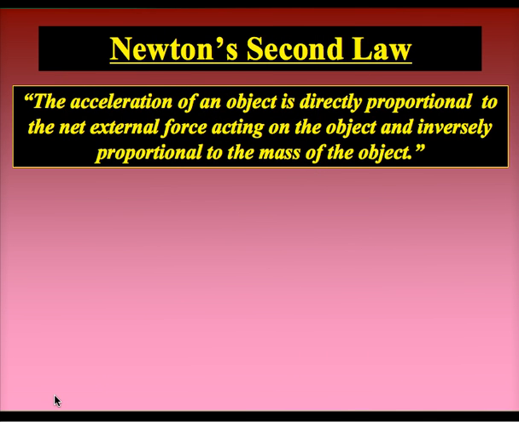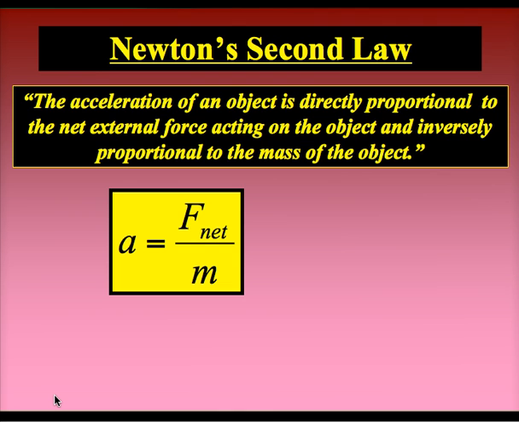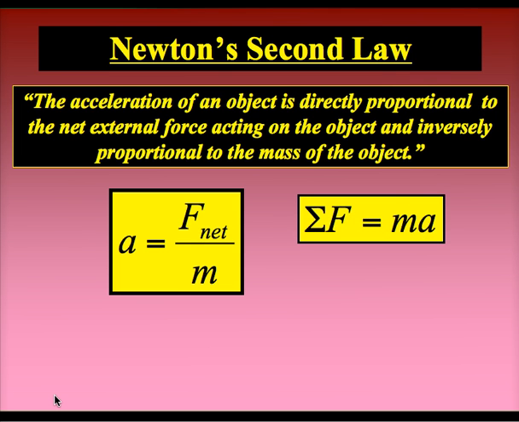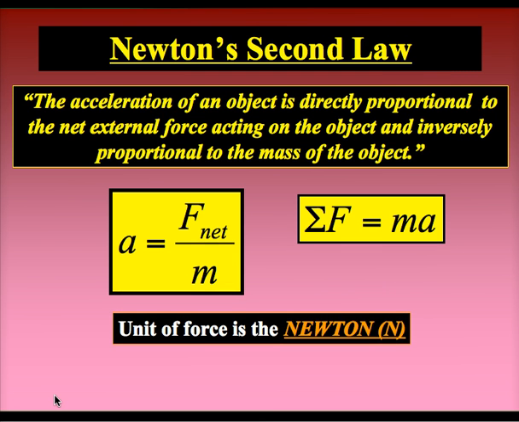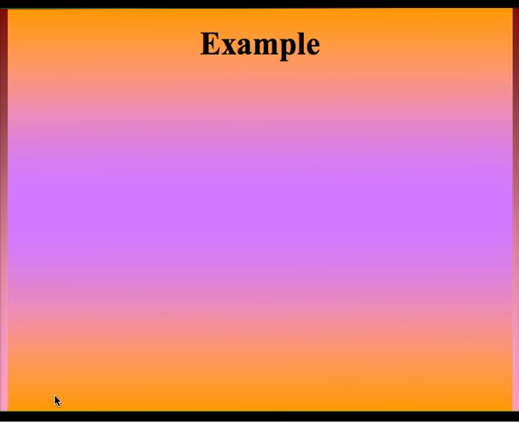So Newton's second law can be stated this way. The acceleration of an object is directly proportional to the net external force acting on the object and inversely proportional to the mass of the object. It's stated this way in a physics equation because we have to have an equation for everything in physics. The acceleration is equal to F net over m, or the sum of all the forces acting on an object equals mass times acceleration. The unit of force is the Newton, named after, of course, Sir Isaac Newton. And 1 Newton is equal to 1 kilogram meter per second squared. So mass 1 kilogram, acceleration 1 meter per second squared.